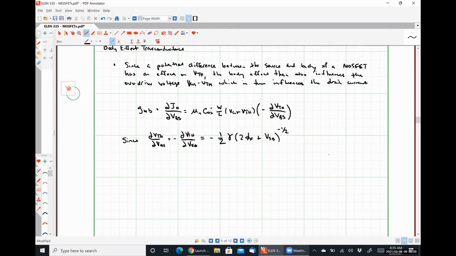Substituting this relationship into our prior one, our body effect transconductance is simply our transconductance without body effects present multiplied by a term of gamma over 2 square root of twice Vf plus VSB. And we'll talk about where that is going to show up in our small signal model momentarily.